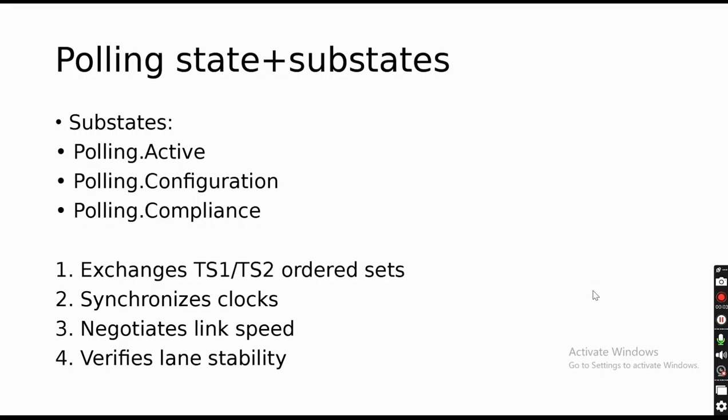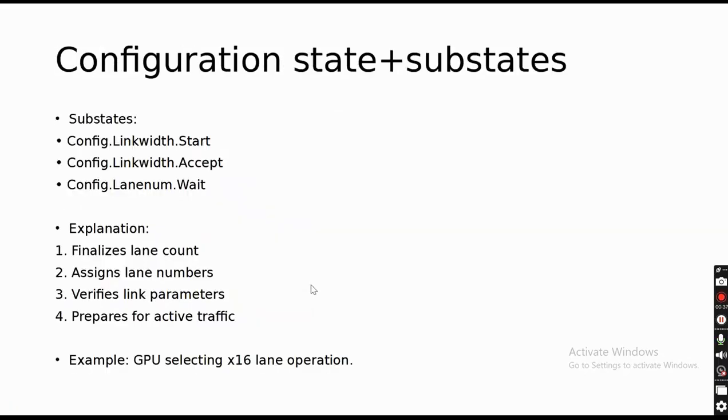In the polling state, we have to check TS1, training sequence 1, which is used for initial link training and synchronization. TS2 is used for final configuration; it will check the speed and width agreement. So in the polling state, devices exchange TS1 for link training and TS2 for configuration, repeating them until synchronization and negotiation are completed. So for that we are going to use the polling state and its substates. Let's move to the next slide.